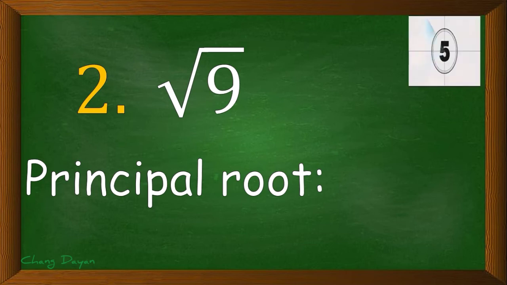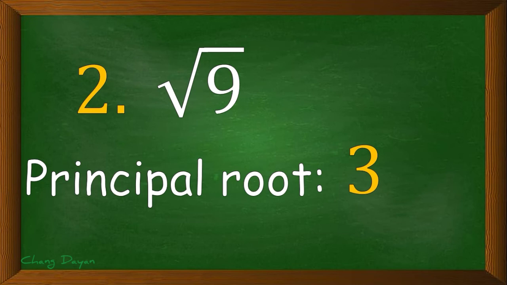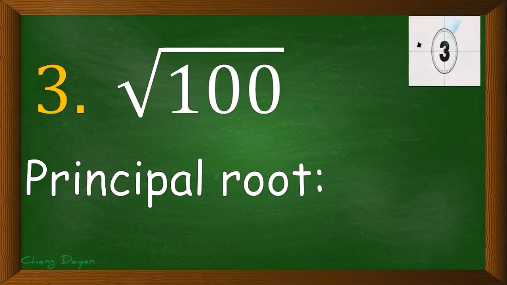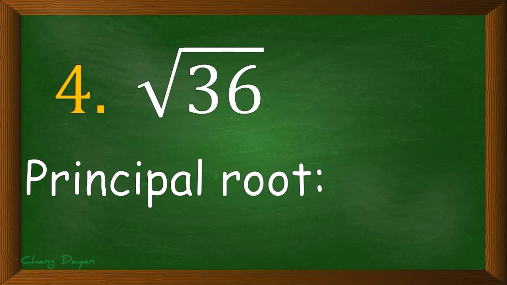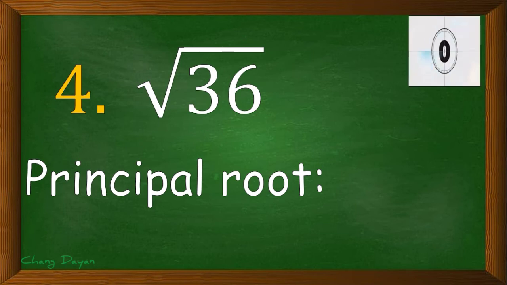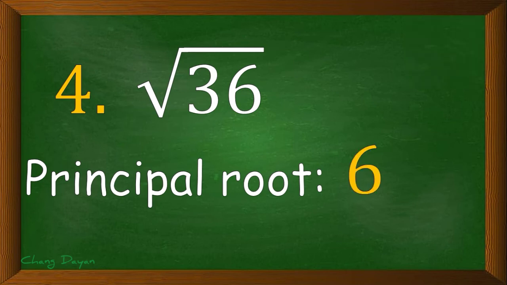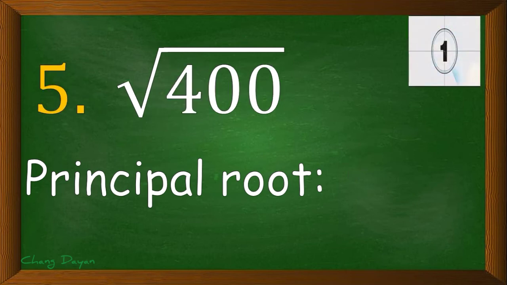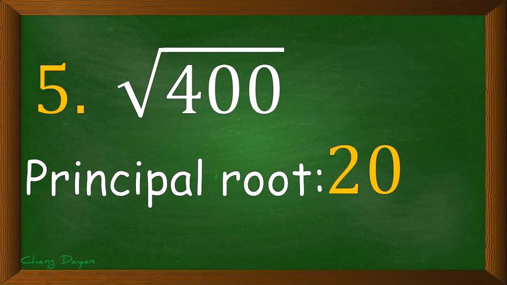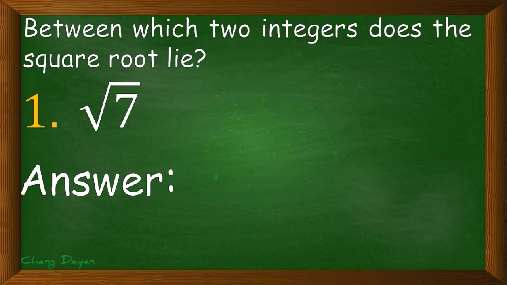The answer is 3. Number 3, square root of 100. The answer is 10. Number 4, square root of 36. The answer is 6. Square root of 400. The answer is 20.